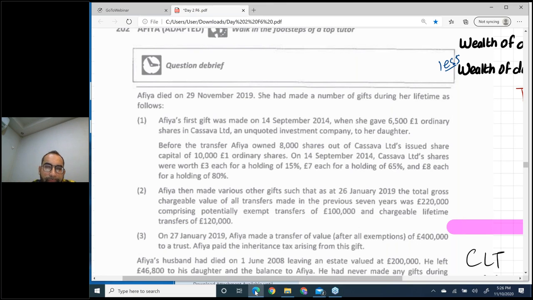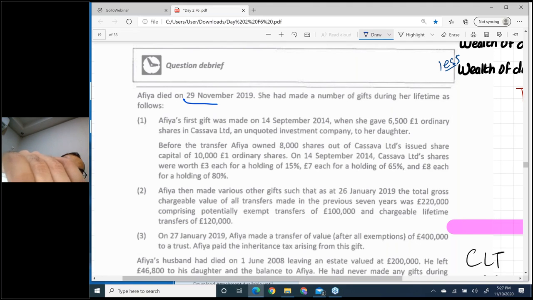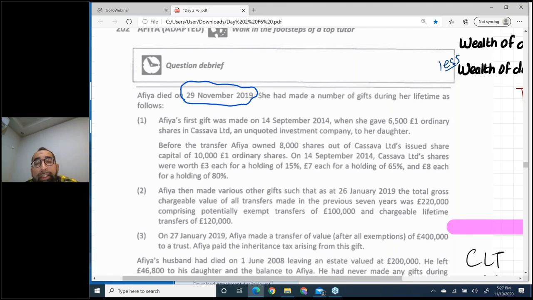Okay, let's do it. Afia died on 29th November 2019. Don't forget this date, it is an important date. This is the date of death. She had made a number of gifts during her lifetime as follows. The first gift was made on 14 September 2014, when she gave 6,500 £1 ordinary shares in Cassava Limited, an unquoted investment company, to her daughter. Gift to a person, this is a PET.